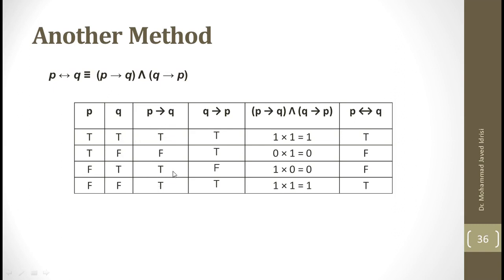So these are the resultant values of P implies Q. Similarly, we can find out Q implies P. When Q implies P means Q should be true and P should be false, then its value will be false. Now find out the P implies Q and Q implies P. Here this symbol and means the multiplication. Multiply these two columns. 1 times 1 is 1 means true. 0 times 1 is 0 means false. 1 times 0 is 0 means false. 1 times 1 is 1, that is true.